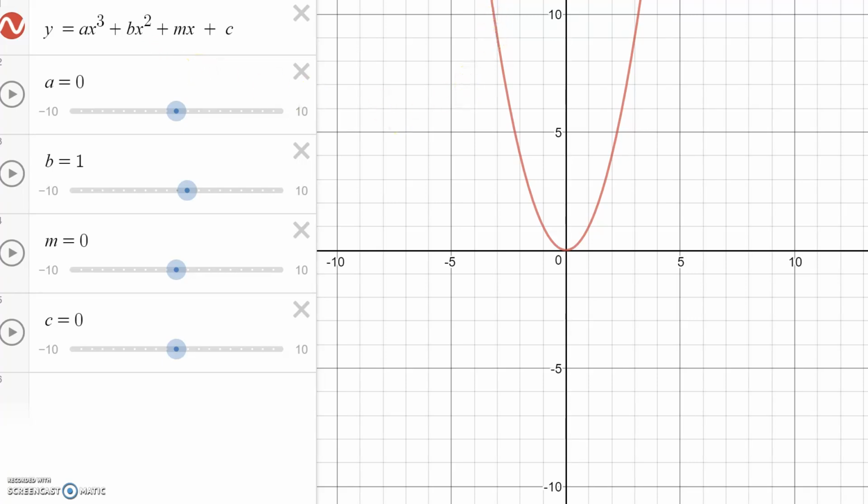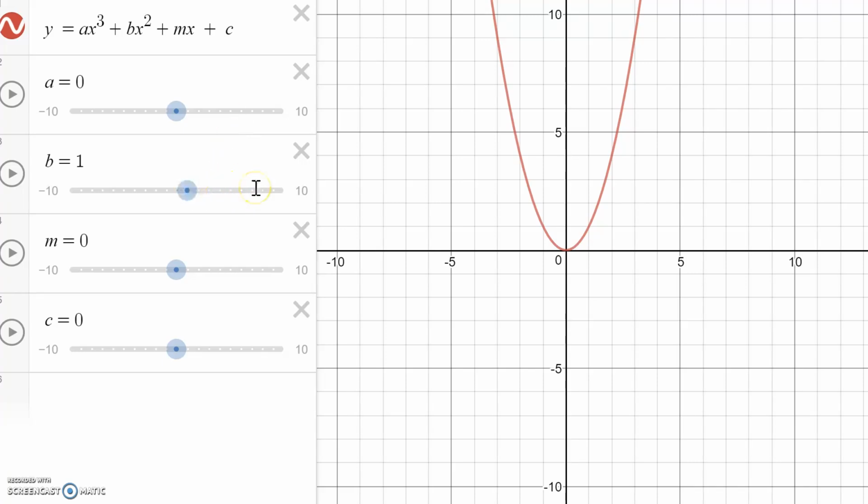And what do we get? We get a shape called a parabola. This is brilliant, this shape. This is the shape that if you throw a ball in the air, the ball will follow this pattern. Lots and lots of applications in physics. So this is y equals x squared.